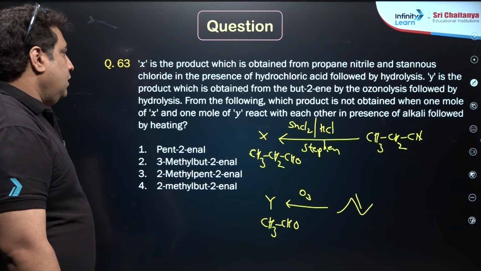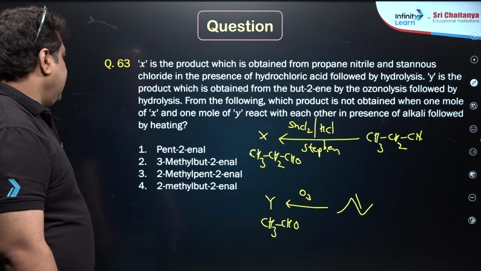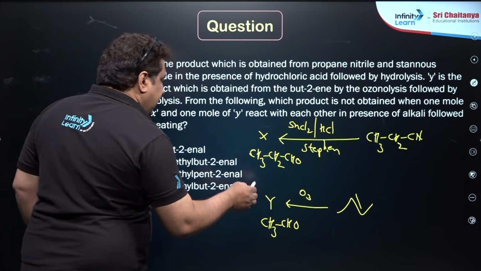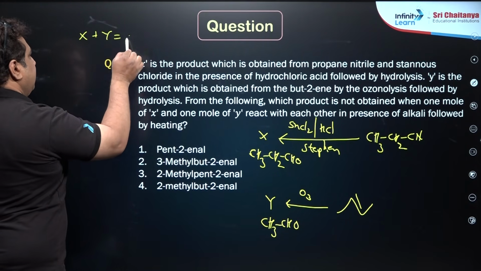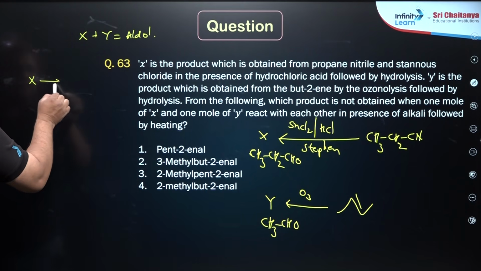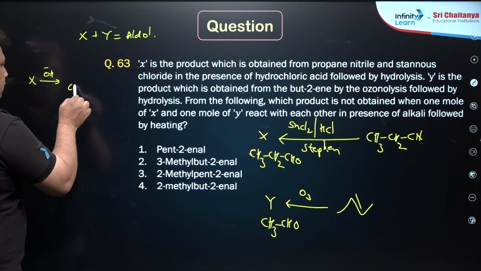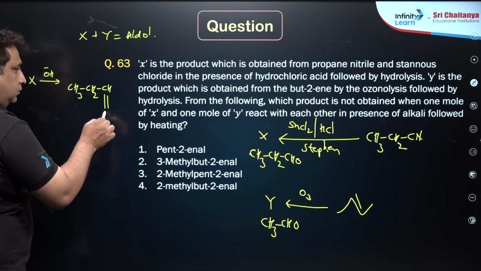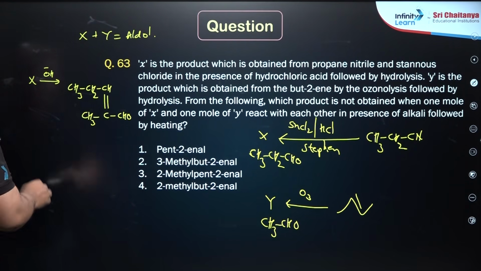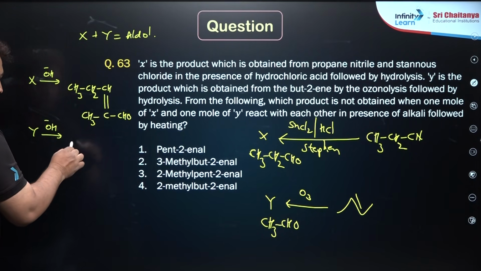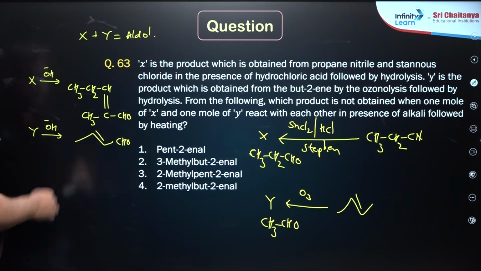Now what is he saying? From the following, which product is not obtained when 1 mole of X and 1 mole of Y react with each other? So aldol. Okay, that means what? When X and Y combine, it will give aldol. Right? So when X is treated with base, I am writing direct answer. CH3 CH2 CH, CH3, this is CHO. You will get this. If you take Y and treat with base, 2 moles of Y, then you will get this one, crotonaldehyde.